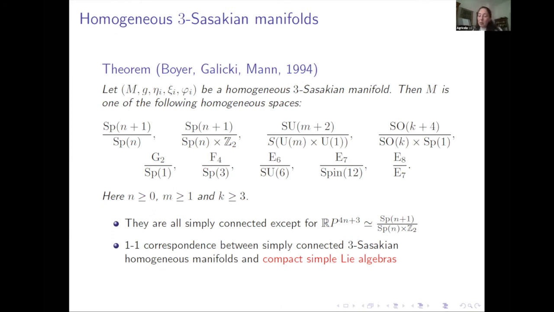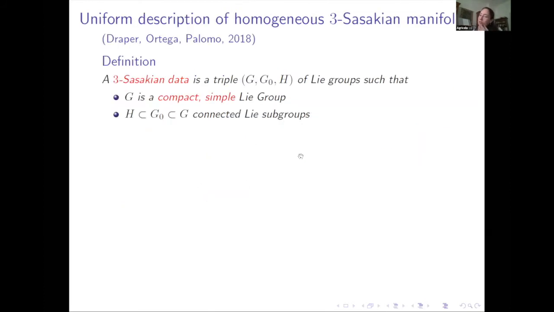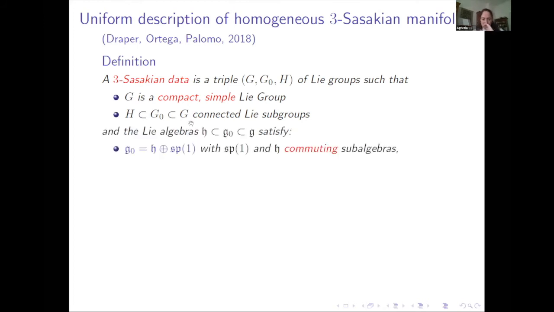And by work of Draper and Palomo from Spain, we have a uniform description of these homogeneous spaces. Let me explain how this works. They introduced the notion of free Sasakian data. That's a triple G, G naught, H of Lie groups, such that G is compact simple, and H is a subgroup of G naught, which is a subgroup of G. The Lie algebras satisfy that G naught is H plus sp1, where the H and sp1 factors are commuting subalgebras. G, G naught defines a symmetric pair.